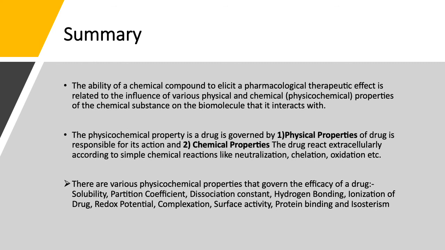There are various physicochemical properties that govern the efficacy of a drug, and we have considered, for example, solubility, partition coefficient, dissociation constant. The hydrogen bonding of a drug can affect the potency of the drug and also the half-life, the ionization of the drug, the redox potential, so the ability to cross membranes, the complexation of the drug with its target, the surface activity, things like protein binding, and also isosterism.